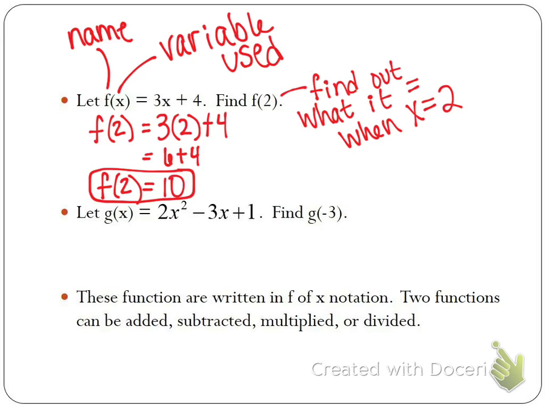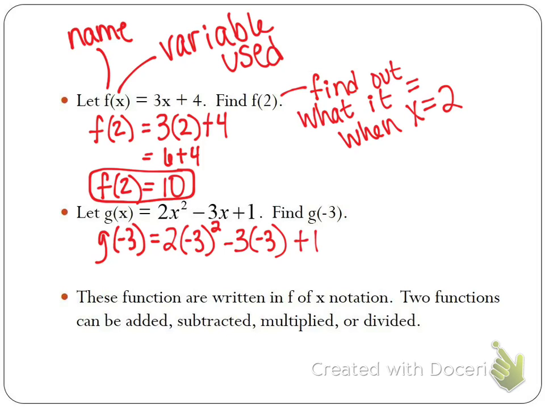So on the next one, now we're naming our function g. We are still using the variable x. We've got 2x squared minus 3x plus 1. And we are finding g of negative 3. So what am I going to do? Good. Plug the negative 3 into the x. So g of negative 3 equals 2 times negative 3 squared minus 3 times negative 3 plus 1.